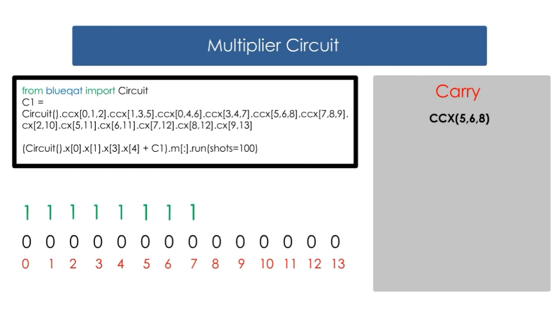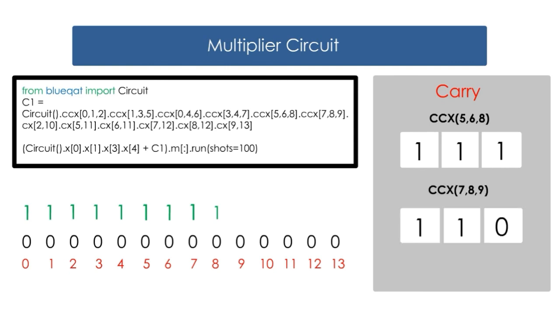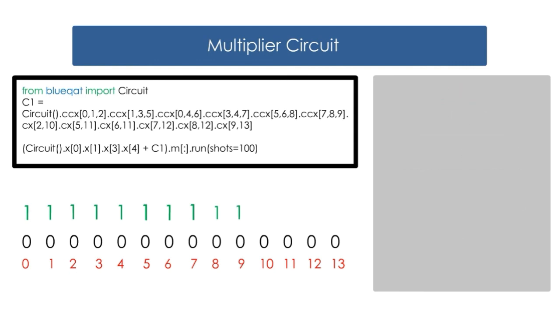Then next, we take qubits at 5, 6 and 8. Since the control gates are 1, the target gate will flip to 1. Then next, we take qubits at 7, 8 and 9. Since the control gates are 1, the target gate will flip to 1. Let us now look at the sum circuit. We take qubits at 2 and 10. Since the control gate is 1, the target gate will flip to 1.